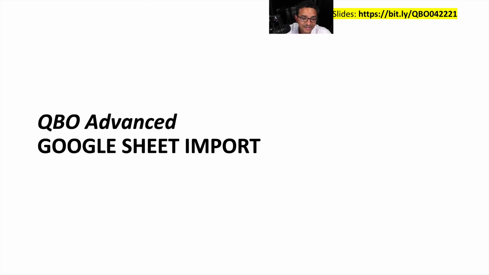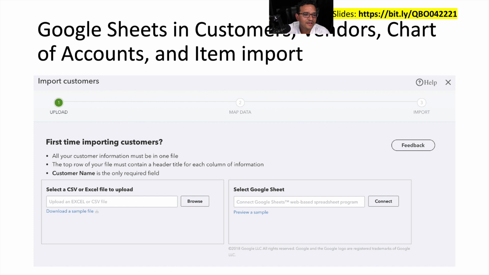Okay. The next feature worth talking about is Google Sheets in the import workflow for importing customers, vendors, chart of accounts, and item import. So if you got a list of customers in Google Sheets, you can connect it to your Google Sheets account and you can bring all those customers in. Really cool. It works really well.